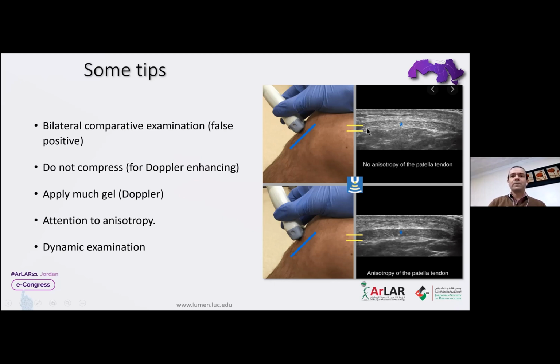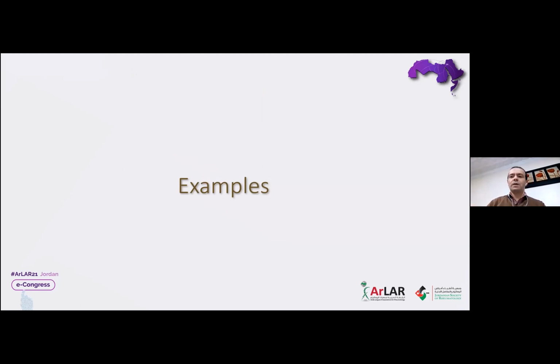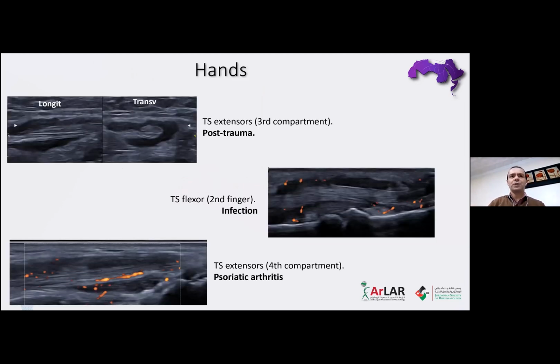And finally, we have to perform dynamic examination because ultrasound is the only imaging that offers this advantage of performing dynamic examination, and some small abnormalities like fluid or small tears can only be seen when we perform dynamic examination. Here are some of my personal examples of tenosynovitis seen on my patients.